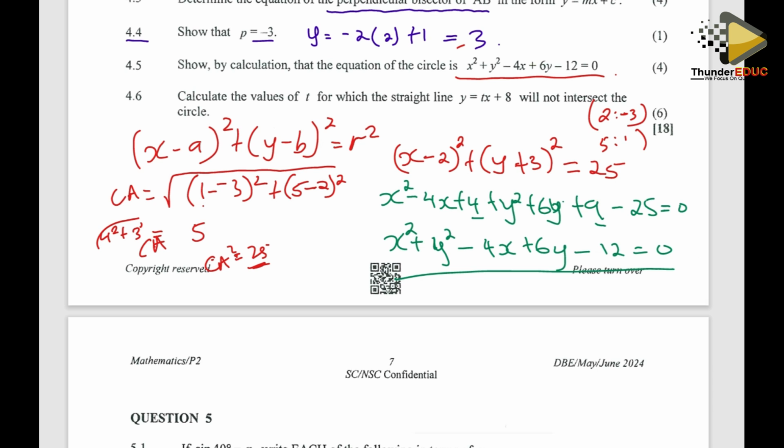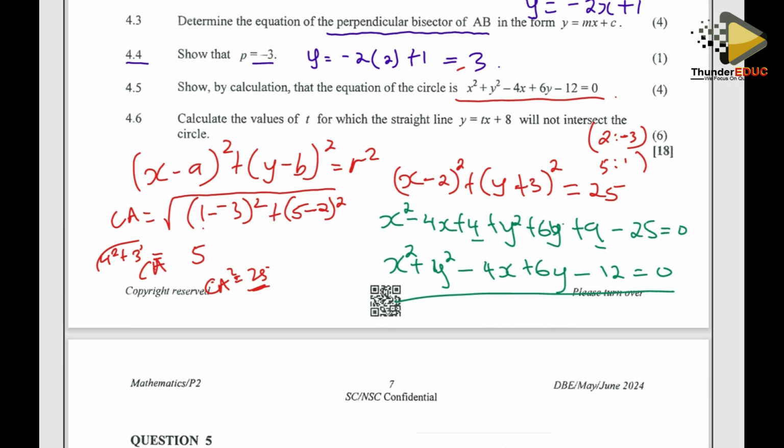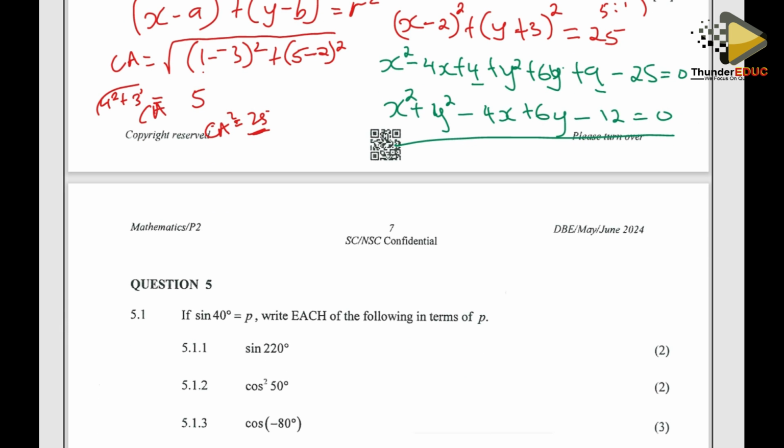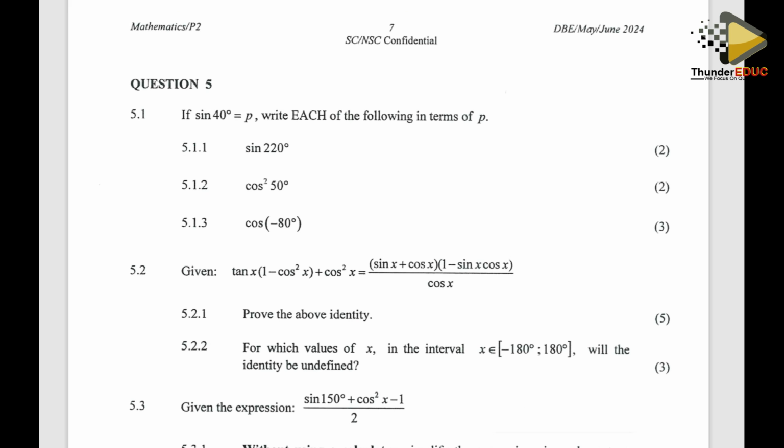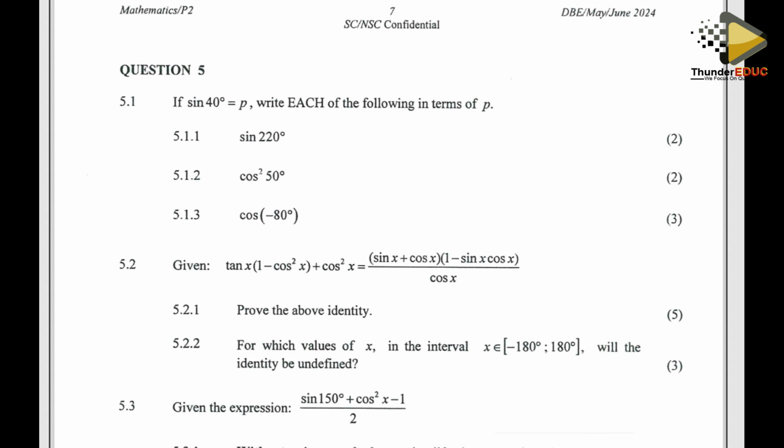Then 4.6. They are asking us to determine the values of t for which the straight line y = tx + 8 will not intersect. Then question number 5. They're telling us that if sin 40° is p, can we write each of the following in terms of p?